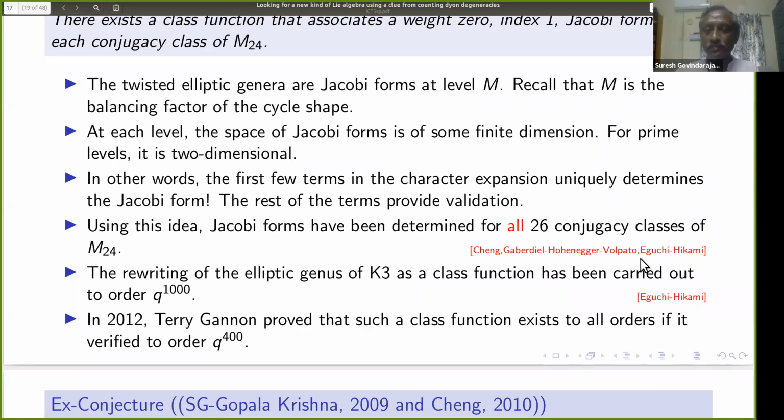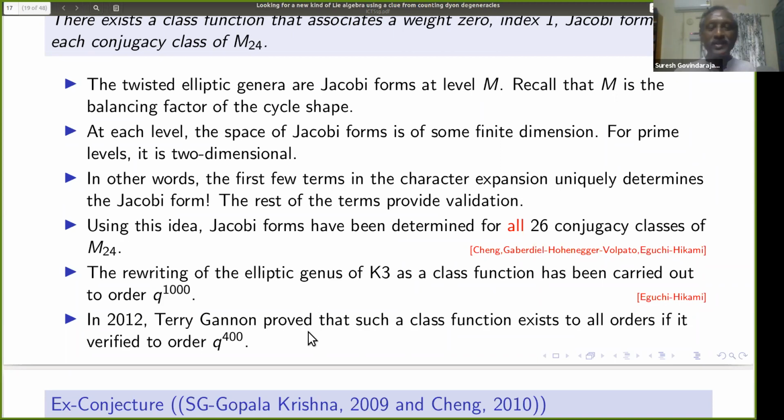And Eguchi, Hikami et al. Hikami, they completed the story. And actually, so then you want to ask, is there a class function? So you write it in terms of characters. And Eguchi and Hikami actually carried out to q power 1000. I mean, this is to the fourth.